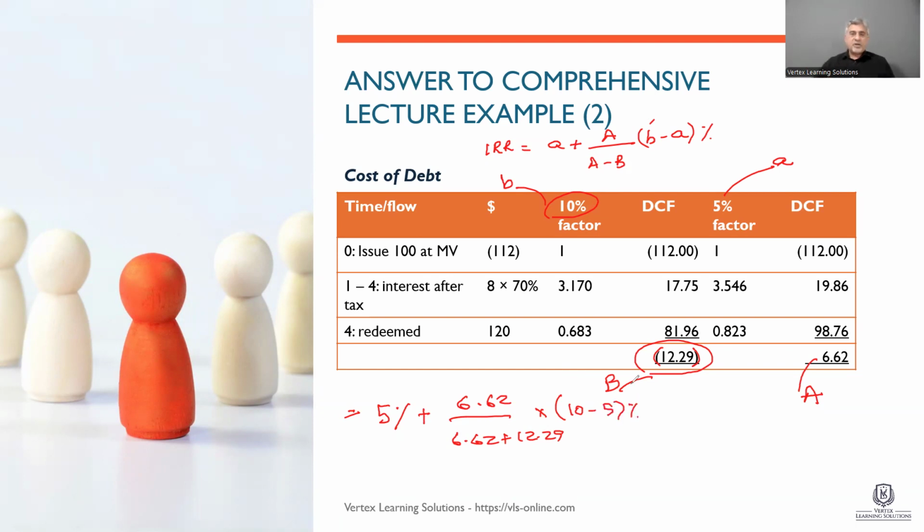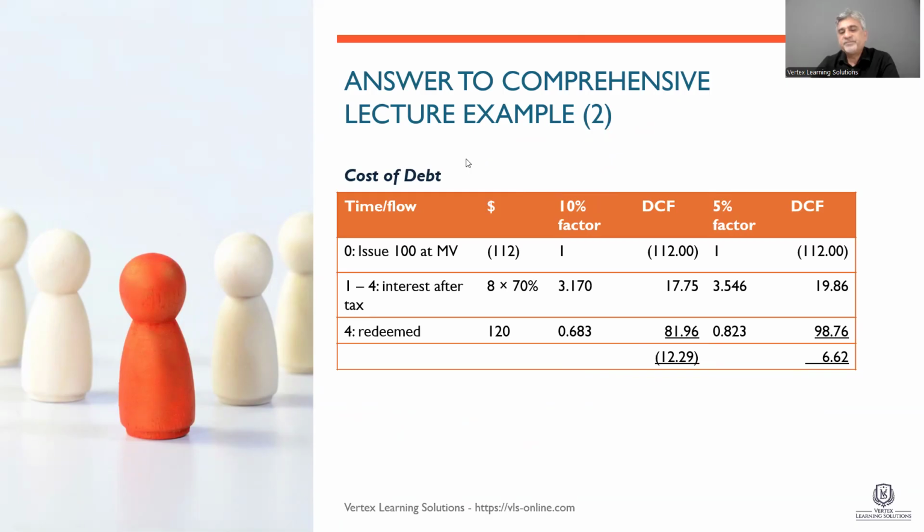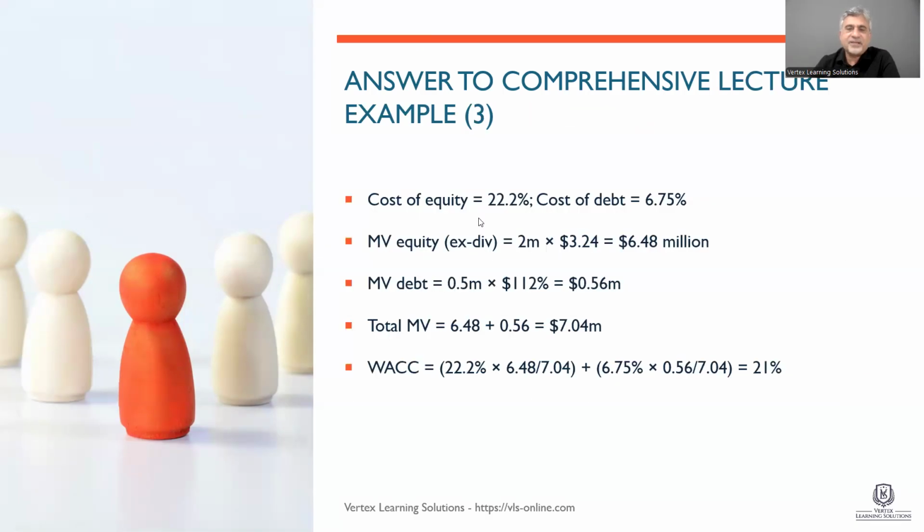So when you solve it for yourself, which you have done several times before as well, you come to the answer, which is 6.75. So for that redeemable debt, I've got my KD as 6.75. Once you have calculated KE and KD, then life is like heaven for you because nothing is left.